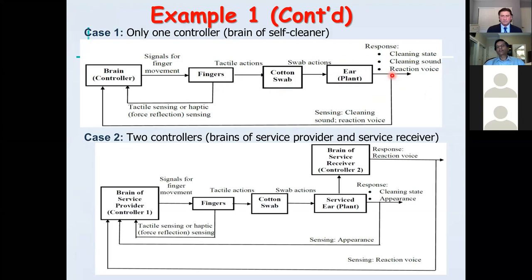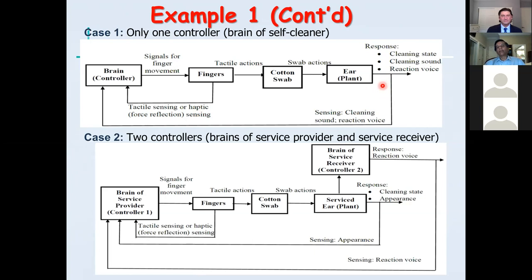And then what are you sensing? You can sense many different things. Number one, you feel in your fingers, your haptic feel, tactile feel, what you are doing in the ear, okay? So that is like force reflection or tactile sensing, this area of haptic teleoperation in robotics, okay? So Professor Koshnow knows a lot about that area.